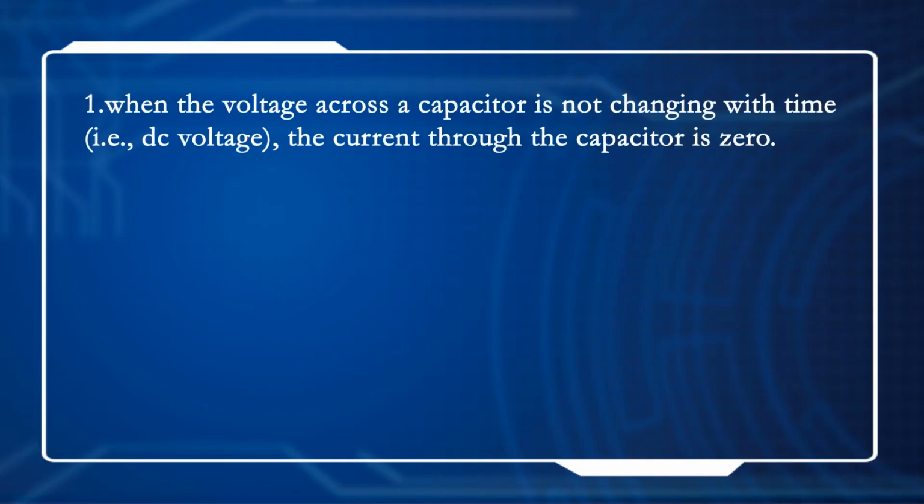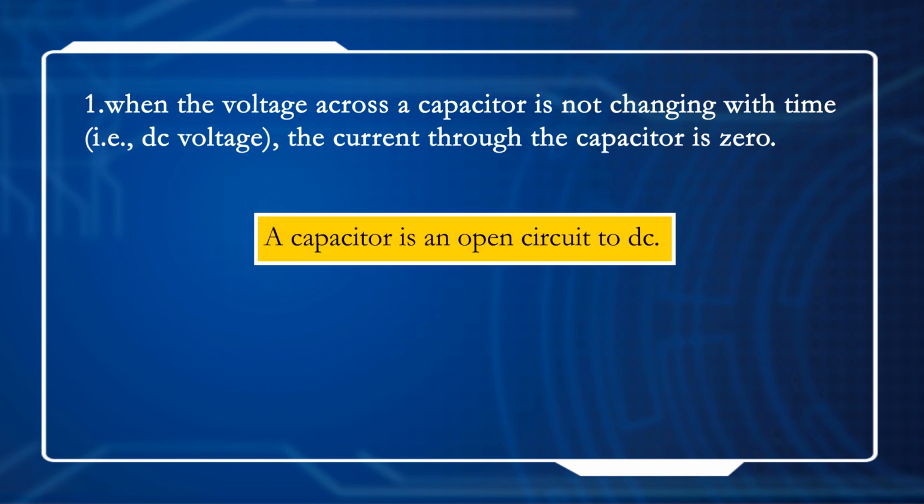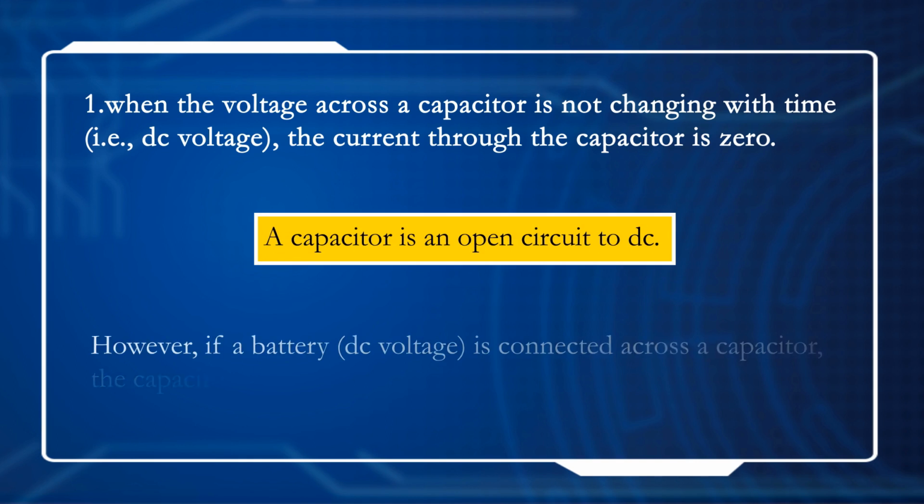Now we should know the important properties of a capacitor. The first one: when the voltage across a capacitor is not changing with time, that is DC voltage, the current through the capacitor is 0. That means a capacitor is an open circuit to DC. However, if a battery or DC voltage is connected across a capacitor, the capacitor charges.